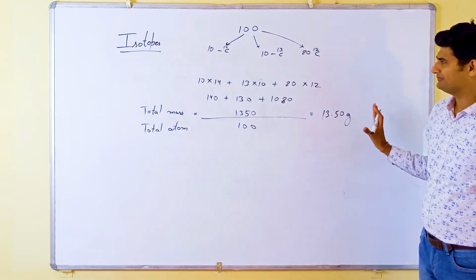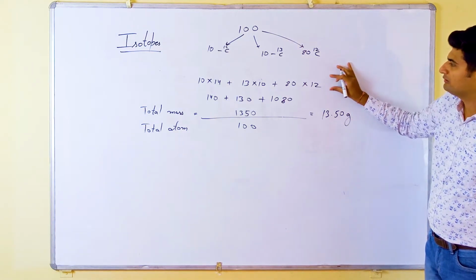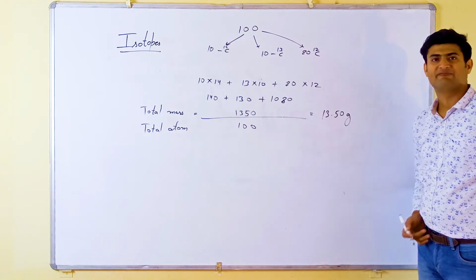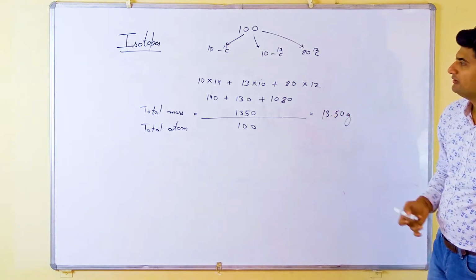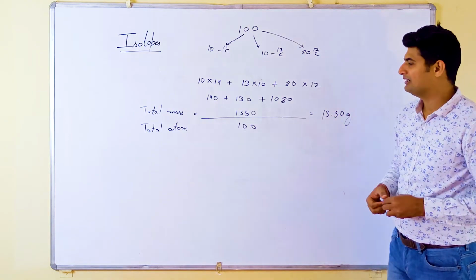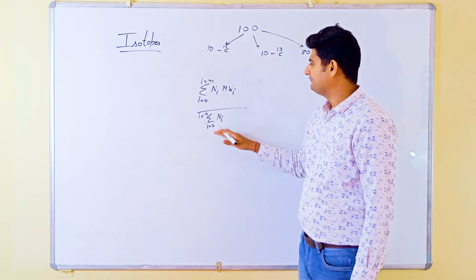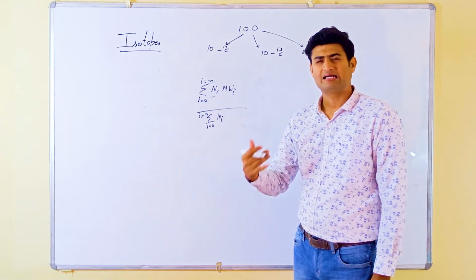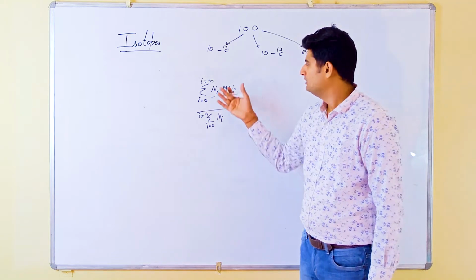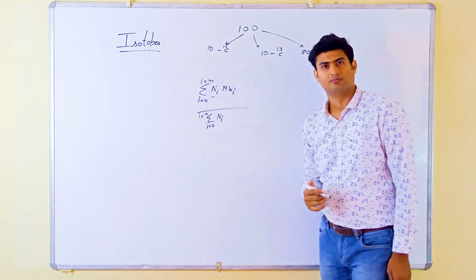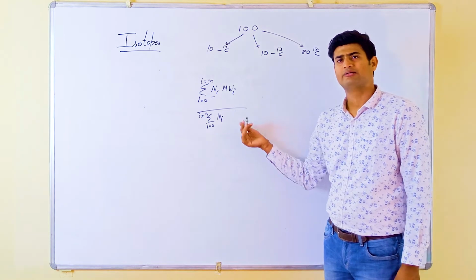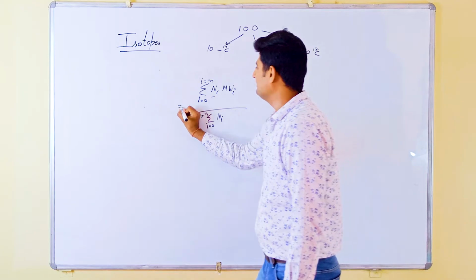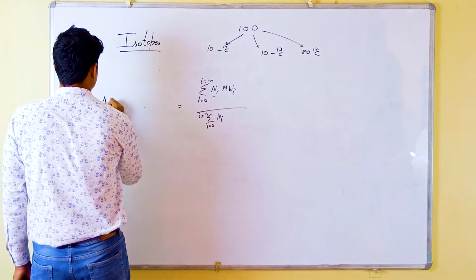It was very simple mathematically: we calculated the total mass of these atoms and divided by the total number of atoms to get the average mass. If we convert this into a mathematical formula, it will come as summation Ni MWi divided by summation Ni, where N is the number of atoms present. We can calculate it through percentage composition also, and it can also be calculated through mole fraction. So that's how we can get the formula for average atomic mass.